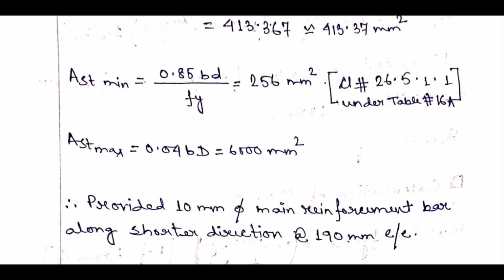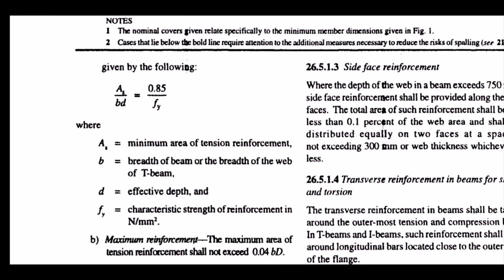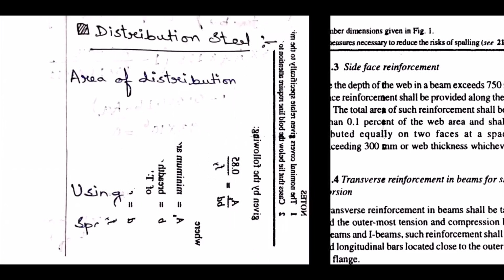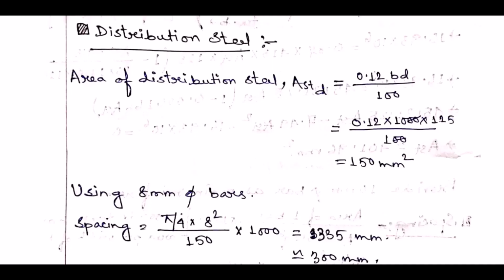Okay, let's go to the code. So look here, AST by BD is equal to 0.85 by Fy. So from here the value of AST is equal to 0.85 BD by Fy. From that formula we have already calculated, and this is the minimum requirement of reinforcement, and the maximum requirement of reinforcement is, the maximum area of tension reinforcement shall not exceed 0.04 BD. So as per our calculation, the area of steel provided lies between these two values. Let's go to notes.